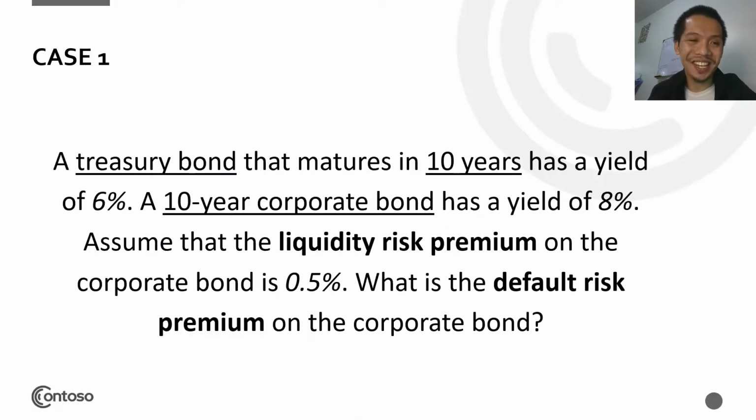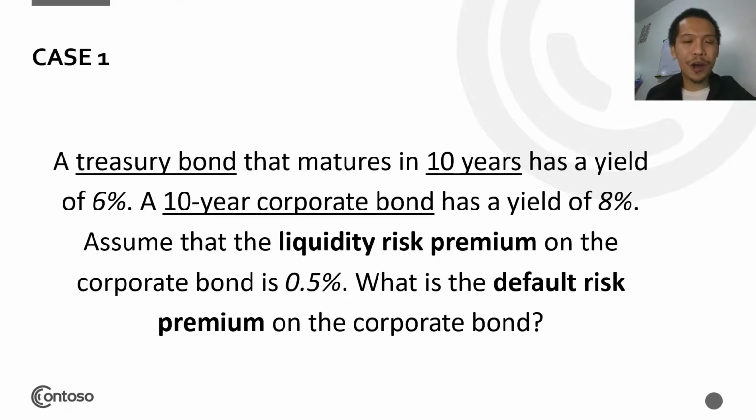Today we are going to talk about the solution and answers to your exercises in interest rates. Case 1. A treasury bond that matures in 10 years has a yield of 6%. A 10-year corporate bond has a yield of 8%. Assume that the liquidity risk premium on the corporate bond is 0.5%. What is the default risk premium on the corporate bond?